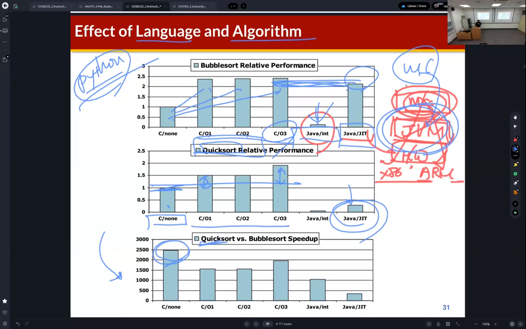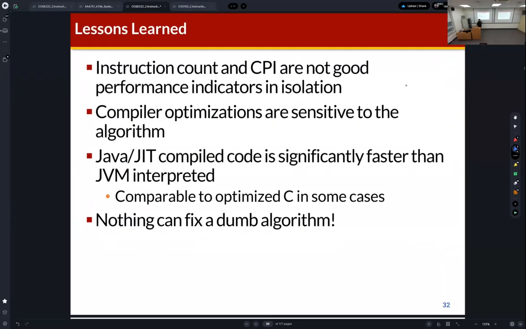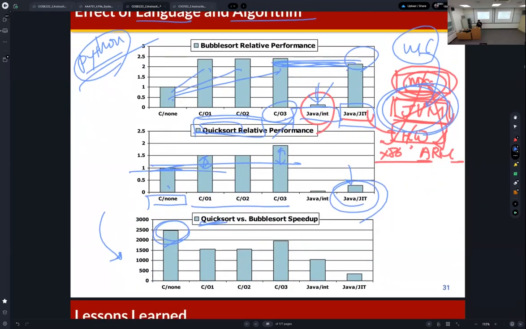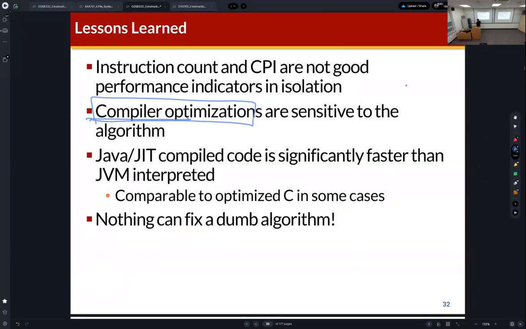So from this result, we can learn that compiler optimization is also very critical for the performance of our software. Okay, but sometimes the sensitivity to the compiler is also changed by the algorithm. Okay, so as you can see, you can find the default trend by the compiler optimization level. And then sometimes the programming language also influences the performance of our software.